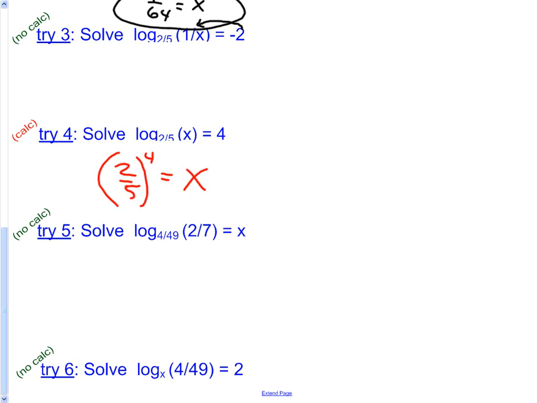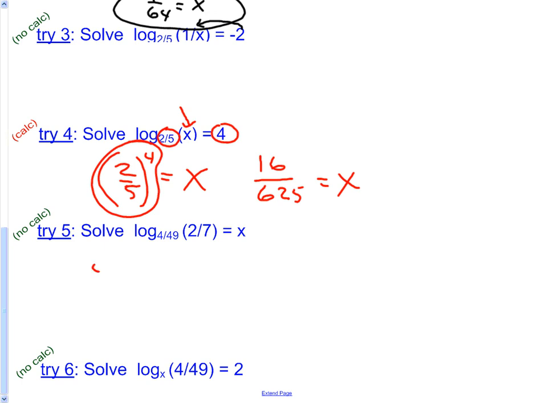Okay, so if you know what 2 to the 4th is, easy. That one's 16. But what's 5 to the 4th? 625. So if you didn't know that, maybe you'd need a calculator. But 16 over 625 is it. This is one of those classic ones where x is in the argument. That means these two are just numbers. So that means when you set it up, you got all your work done. You just got to do that one thing, 2/5 to the 4th, and you'll have your answer. So 16/25. The next one, it's 4/49 to the x is equal to 2/7.